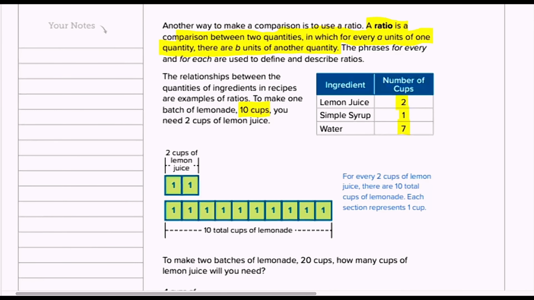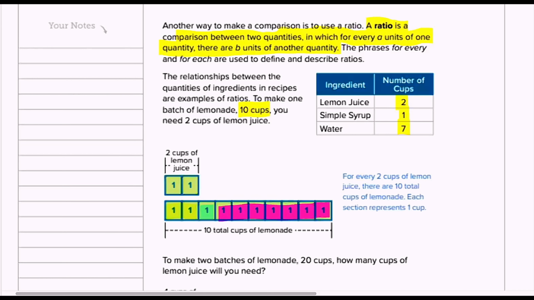We can see and describe that by using the bar diagram. You can see here we have 10 cups of lemonade. 2 of them belong to the lemon juice. If we change the color here for simple syrup, we have 1 section, and we have 7 sections for water. With these ingredients, we can make 10 cups of lemonade.